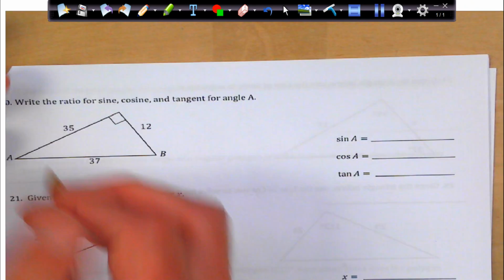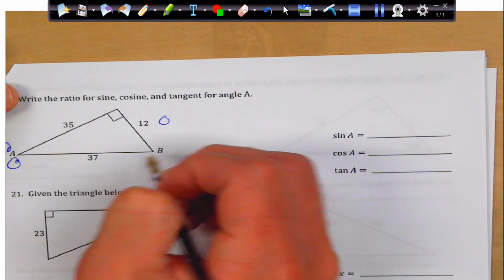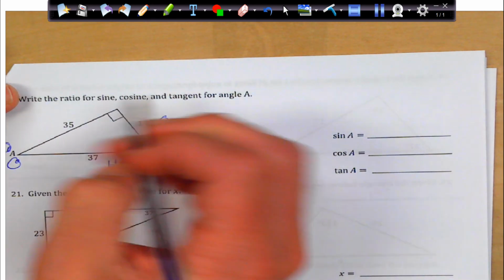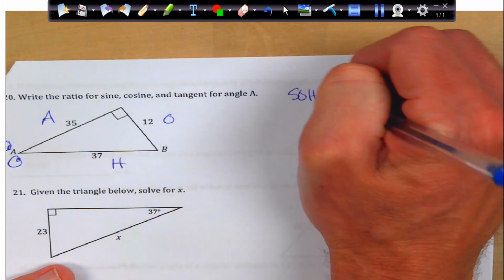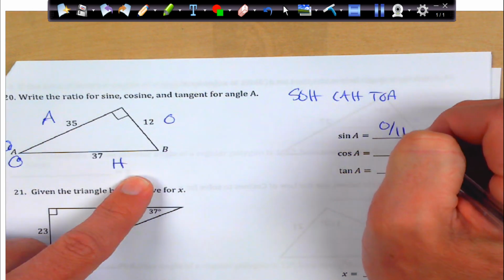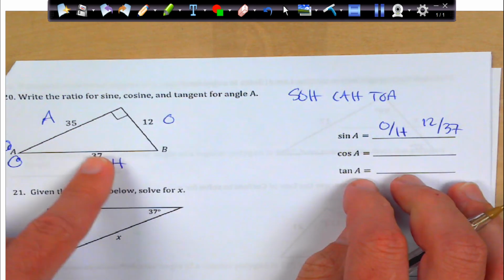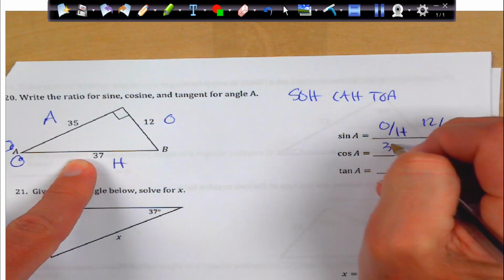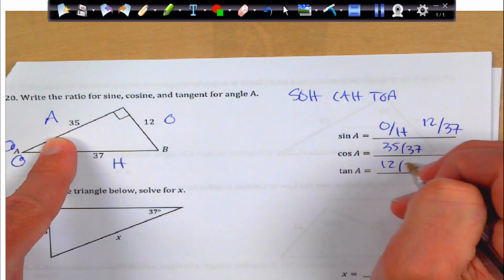All right, sine, cosine, tangent. It says of angle A, so we're going to put the eyes here, so it's opposite, hypotenuse because it's across from the 90, and adjacent. So it's SOHCAHTOA. And so we have opposite over hypotenuse. So that's just going to be 12 over 37. Then this is adjacent over hypotenuse, that's just 35 over 37. And then tangent of A, 12 over 35.